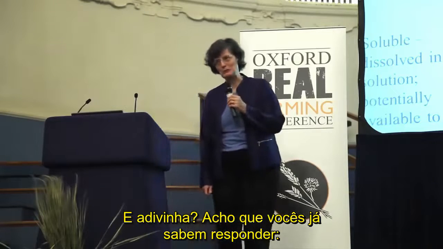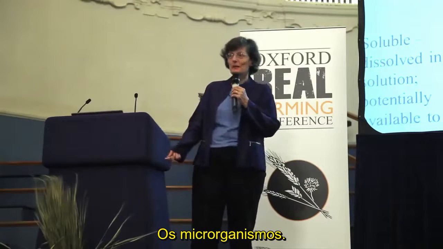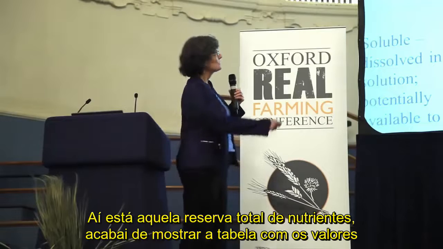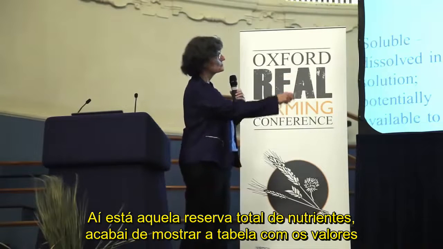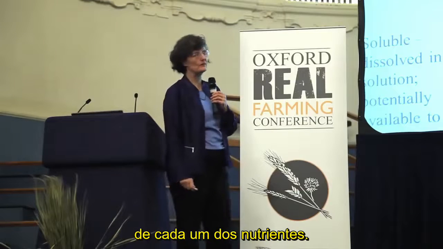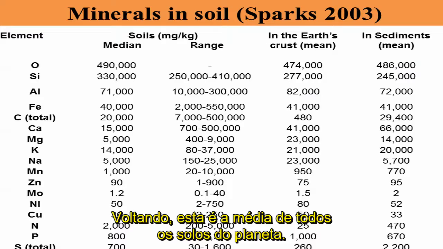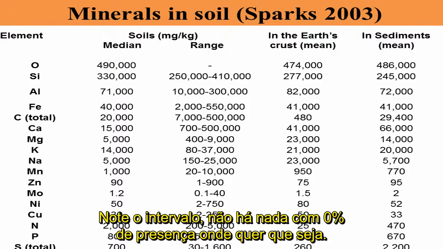I think you could probably answer this. Who is it that does this work for you? It's microorganisms. So there's that total pool. I just showed you the chart of those values for each of those different nutrients. Let me go back to that previous chart. This is the average. When we go over all soils everywhere on the planet, this is the average. There's your range. There is nothing that is present in zero concentration.